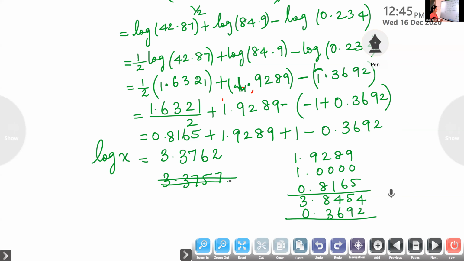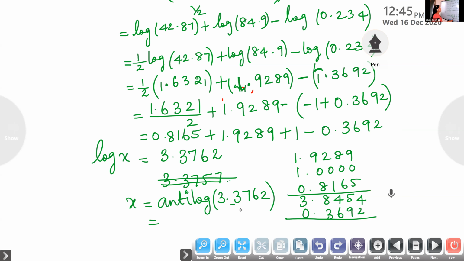Then what will be x? This is log x. Our aim is to find x. So how will you get x from log x? Antilog. Good. We have to take the antilog of 3.3762. While taking antilog, we consider only the part after the decimal, so we take 0.3762.